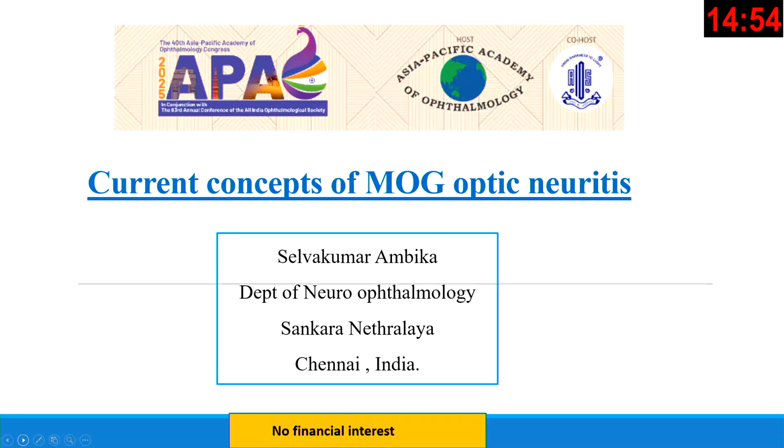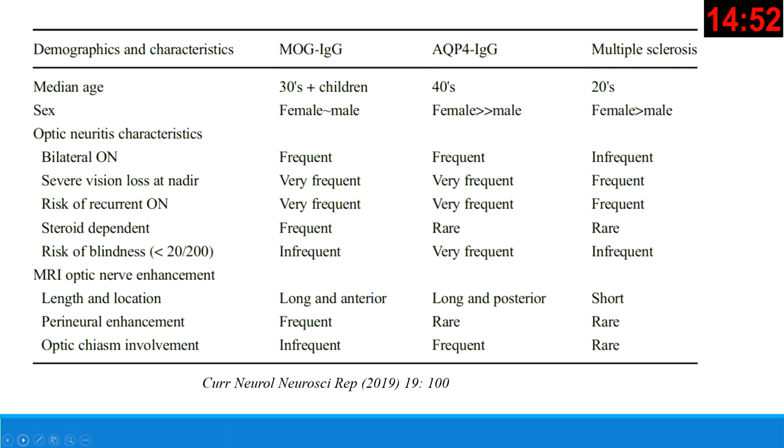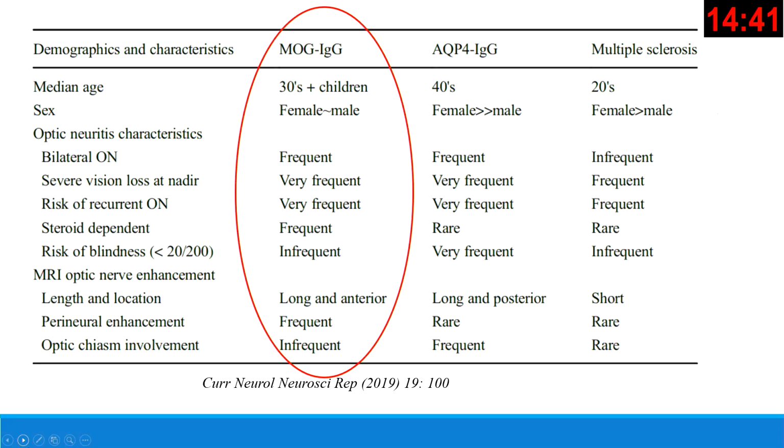So we are all very aware that ever since the discovery of these serum markers came into the literature, management of optic neuritis is having more clarity, and I'm going to discuss MOG optic neuritis in this particular talk. And this serum marker positivity and MOG antibody characterization is very clear about the demographic nature, optic nerve characters, and the imaging aspects of MOG optic neuritis.